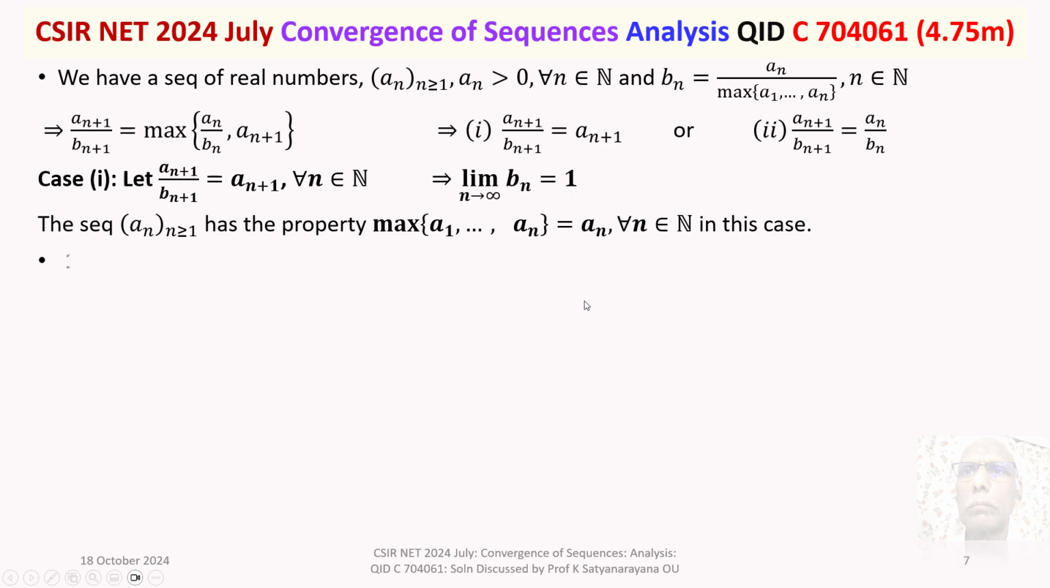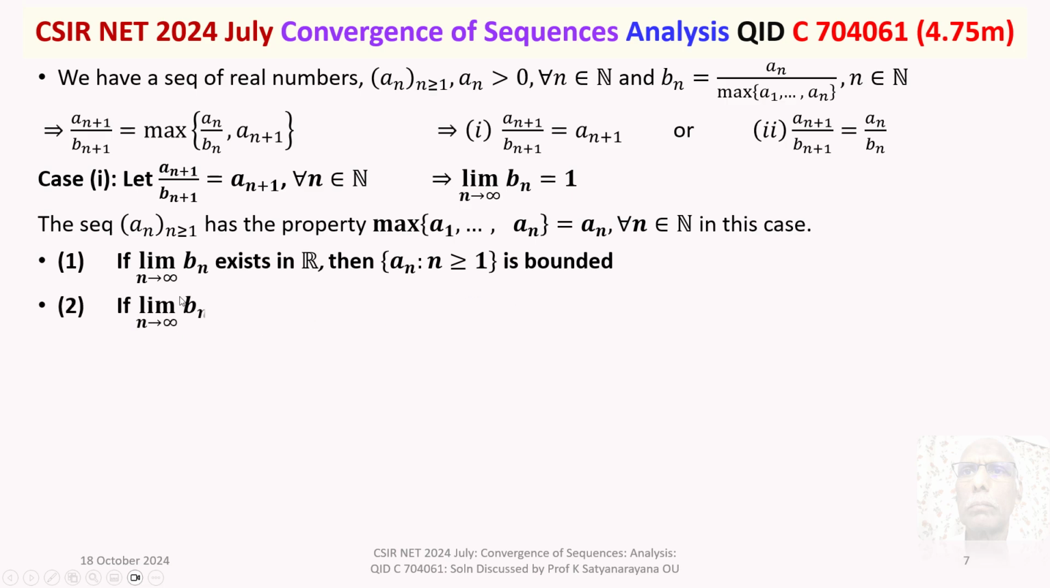So we come to option 1: if limit n tends to infinity of b_n exists in R, then the sequence (a_n) is bounded. Option 2: if limit n tends to infinity of b_n is 1, then limit n tends to infinity of a_n exists in R.